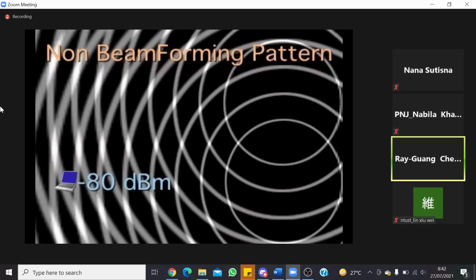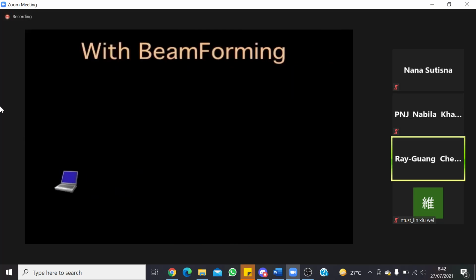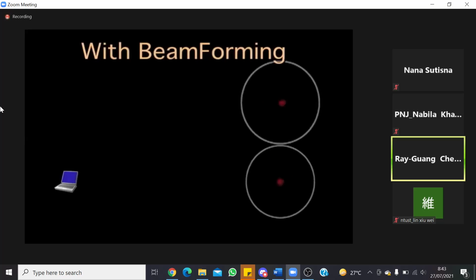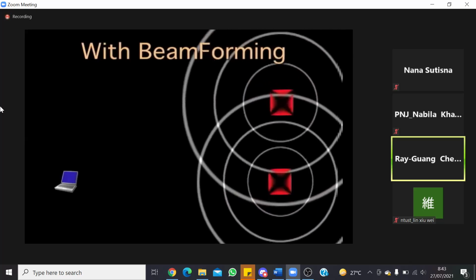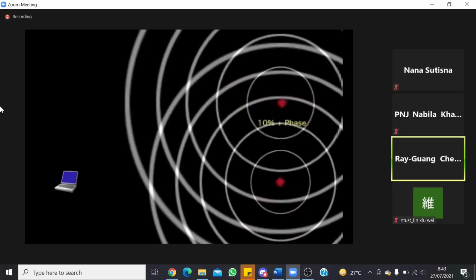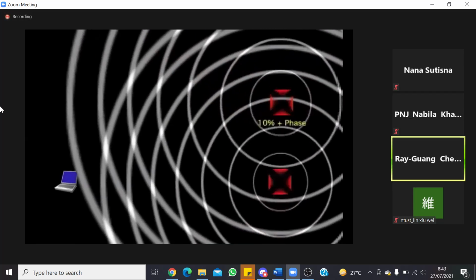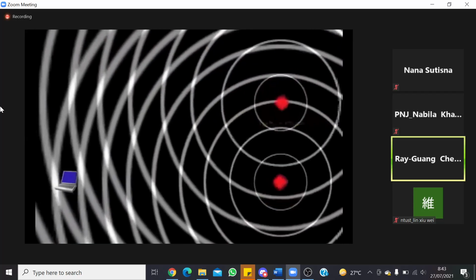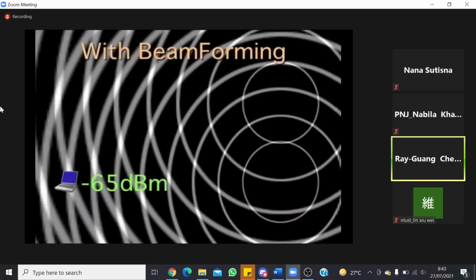In this example, we will place a laptop in the non-beamforming pattern at a coverage hole location. Minus 80 dBm is normally the signal strength where connectivity is compromised. Now that we know the location of a coverage hole on a non-beamforming pattern, let's take a look at what happens when you use beamforming. As you can see, both transmitters again are transmitting, but the top transmitter is 10% out of phase with the bottom transmitter.